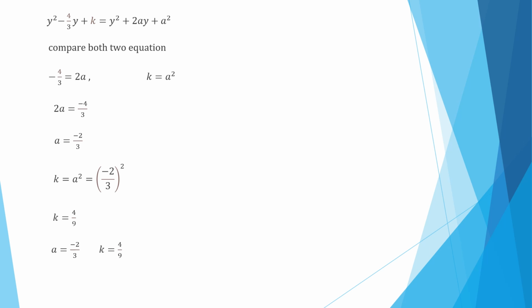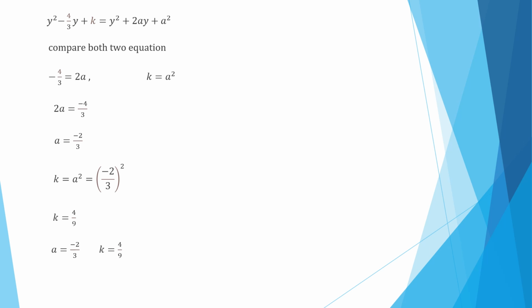So after comparing, we get minus 4 by 3 is equal to 2a. Here y square and y square are both the same, so they cancel. Then minus 4 by 3y and here 2ay, so minus 4 by 3 is equal to 2a. And k is equal to a square. Here b is minus 4 by 3 and the other b is 2a, and here c is equal to k and c is equal to a square. So we write minus 4 by 3 is equal to 2a and k is equal to a square.